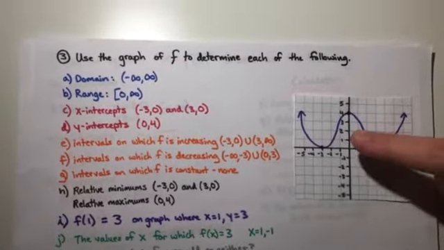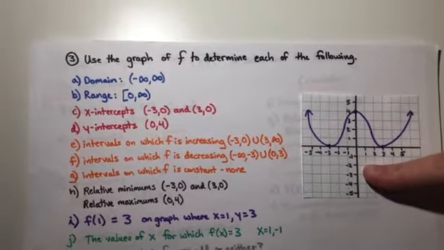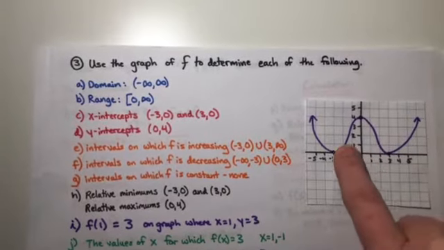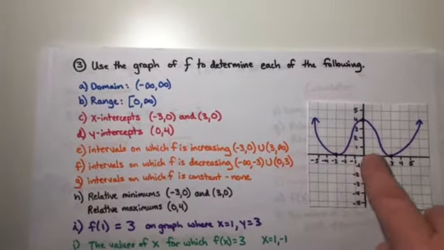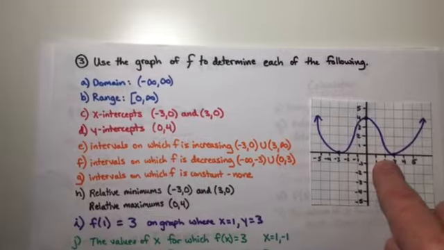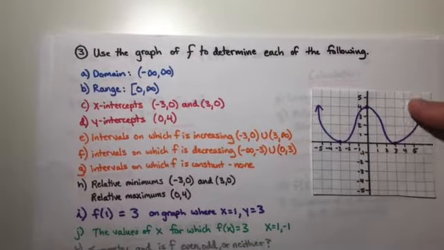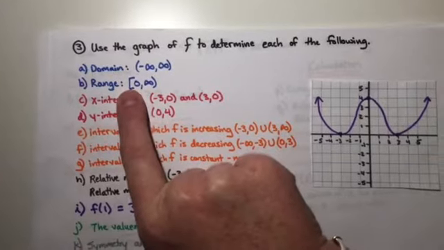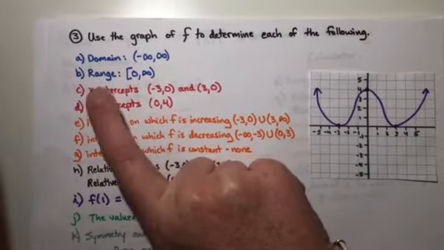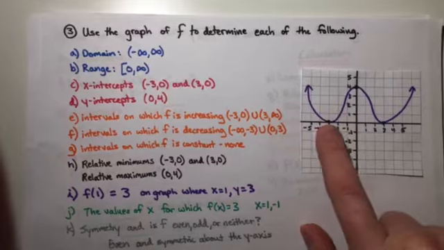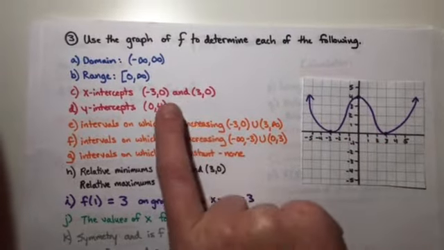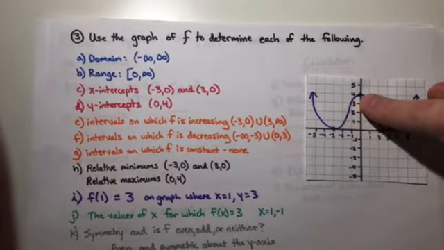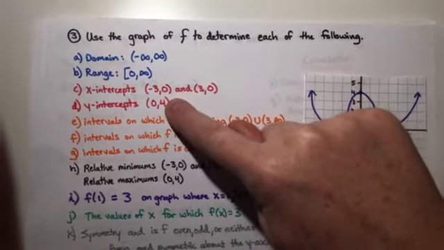The range is how far it goes up and down. So we see that this graph goes down to 0, but not any further than that, and it never will go any further below that. And then it goes up to infinity. So we put from 0 to positive infinity. The x-intercepts we can just pick out are -3 and +3, so I wrote those as ordered pairs. And the y-intercept is just simply that point right there, which was (0, 4).